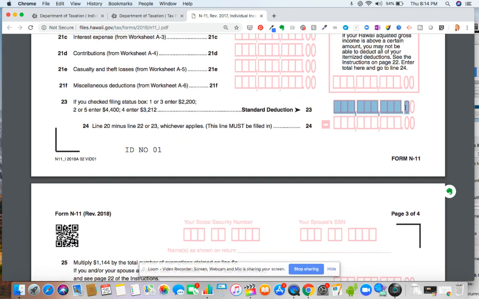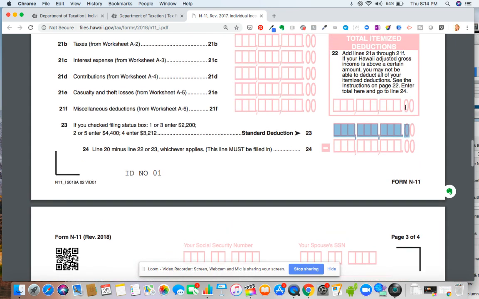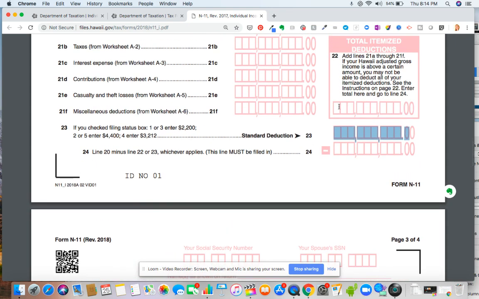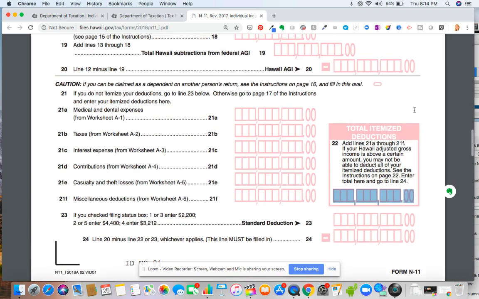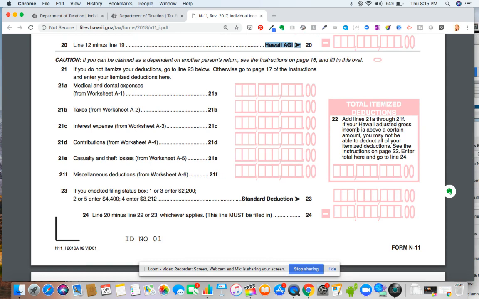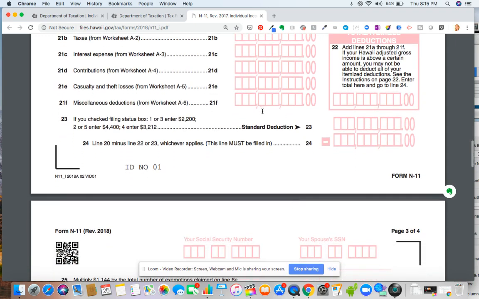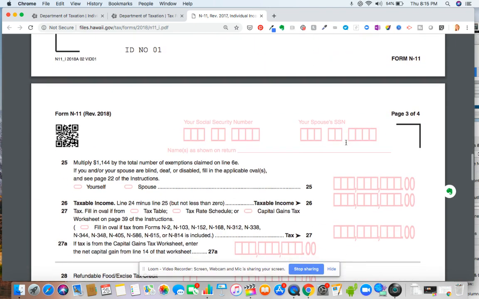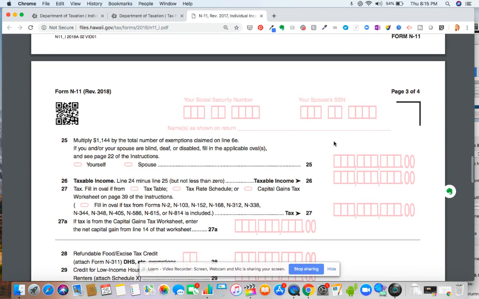So this is where you put your standard deduction. If that is the greater amount, this is where you'll put your itemized deductions, and then whichever one applies, you're going to take Hawaii AGI minus whichever is greater, just like for federal, standard deduction or itemized, whichever is greater. And that will bring us down here.